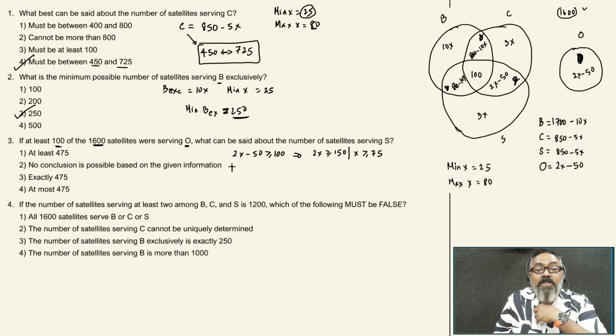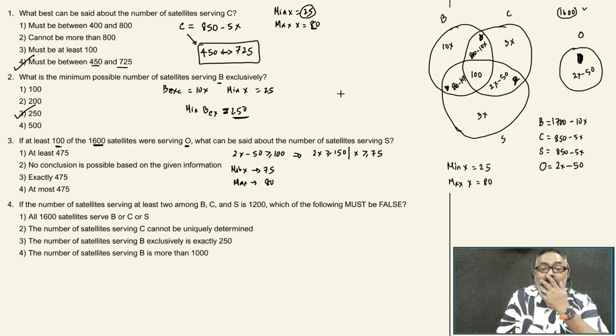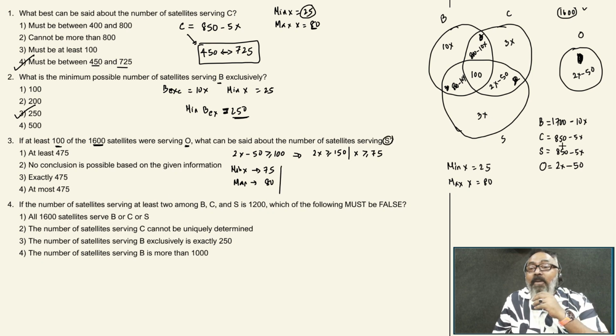So now, what is the minimum value of x? Minimum x is 75. Maximum x is 80. Again, the maximum x is 80. So what is the new range? What is serving S? S is also the same as C, which is 850 minus 5x.